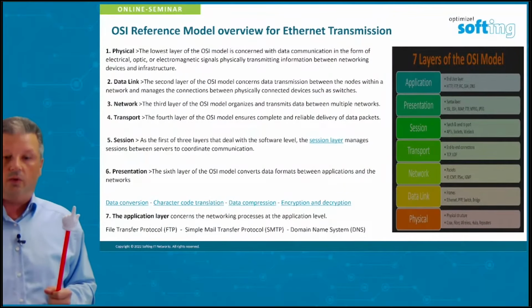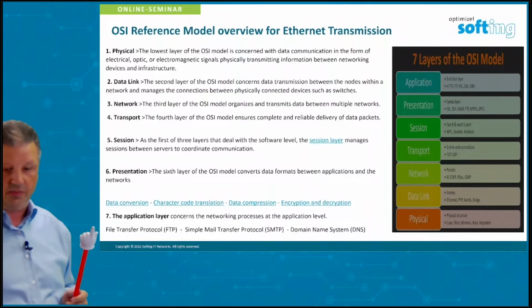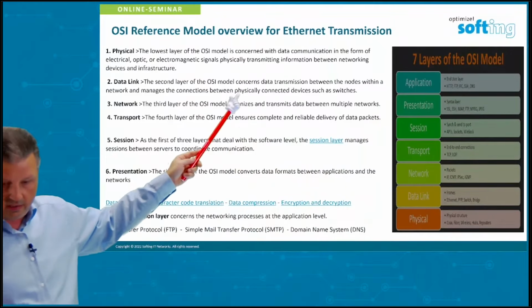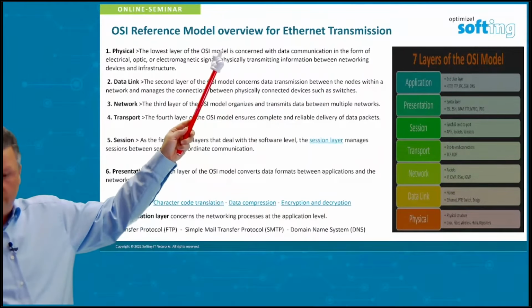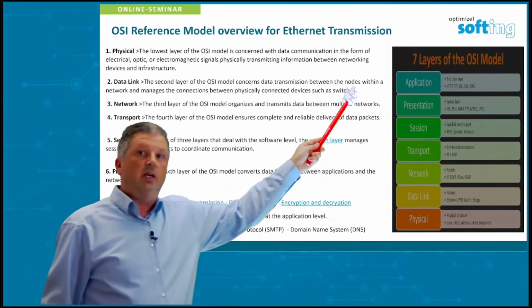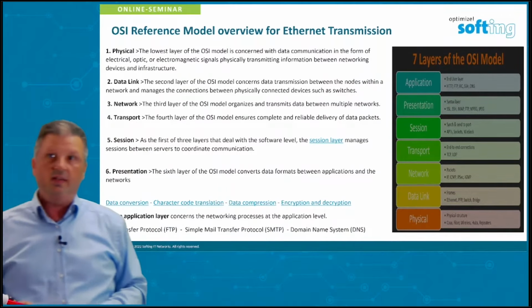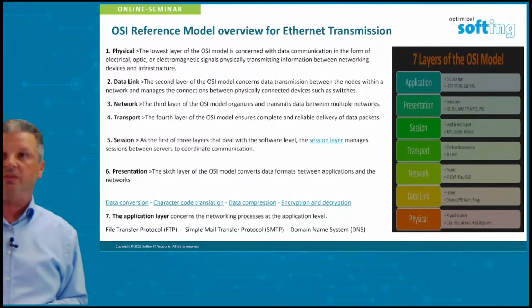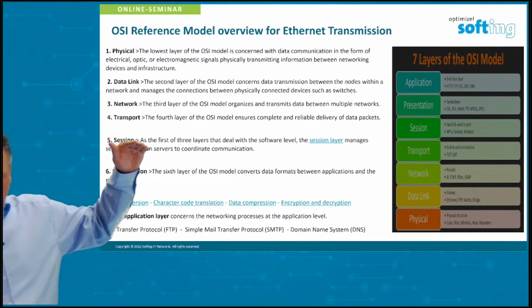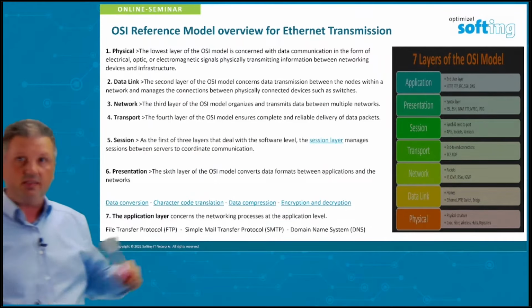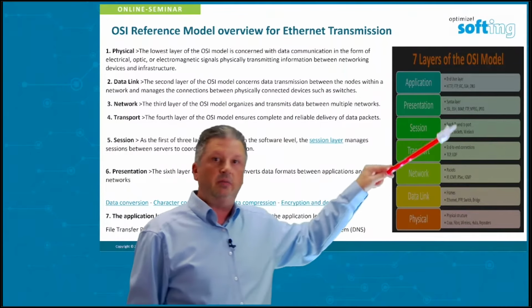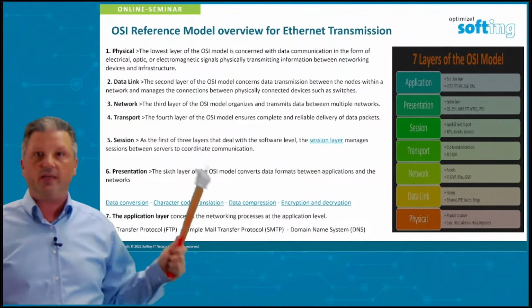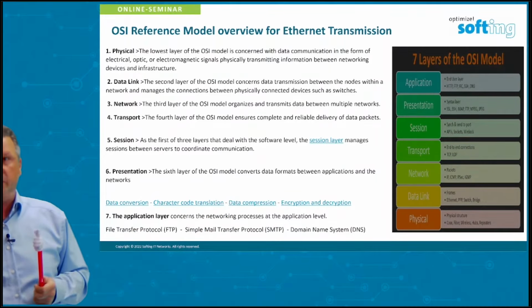The OSI reference model is an overview of the Ethernet transmission. You see here in the picture we have seven layers, starting with the physical, the data link, the network, the transport, then the session, presentation, and application layers. Normally we start on the physical layer zero. That means the cabling, the installation itself, and the quality of the cabling. Then we go to data link, and also to the network and transport area. This is the part of the OSI reference model where we have technology and testers for you and for testing. It's a really interesting and structured way to use Ethernet transmission.